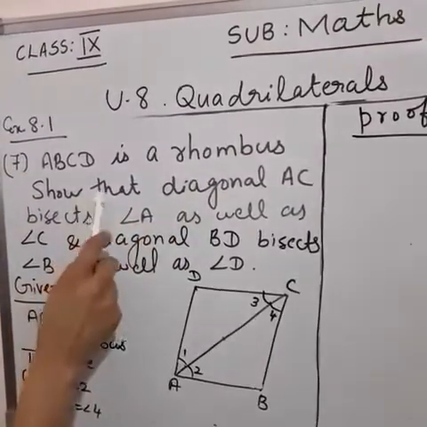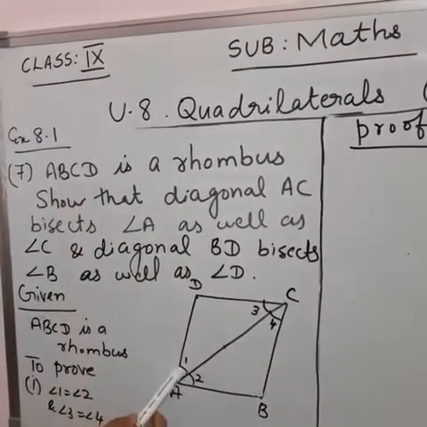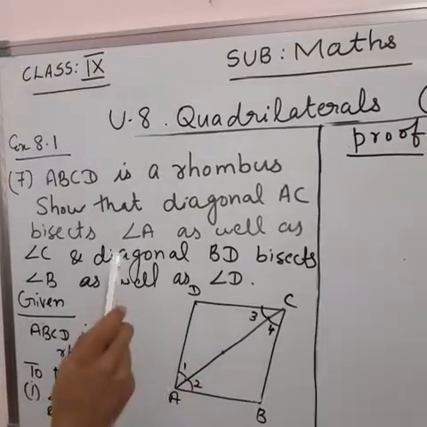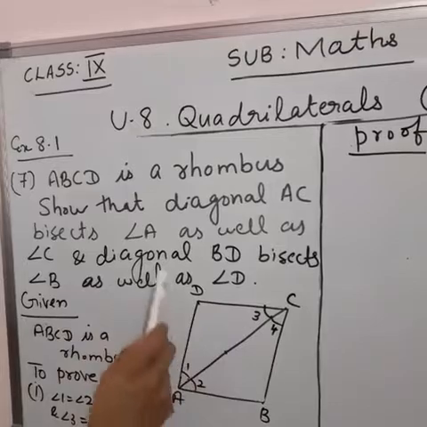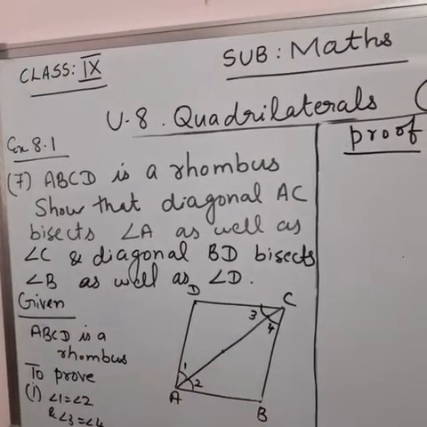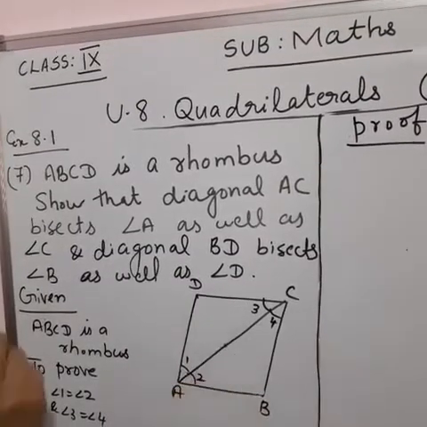Let's discuss the seventh question of exercise 8.1. ABCD is a rhombus. Show that diagonal AC bisects angle A as well as angle C. That is, you have to prove angle 1 is equal to angle 2 and angle 3 is equal to angle 4. In the second step, you have to prove diagonal BD bisects angle B as well as angle D. That we will do afterwards, after drawing the diagonal BD. First, we will prove 1 is equal to 2 and 3 is equal to 4.